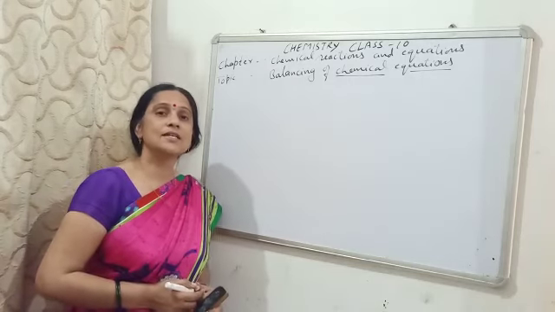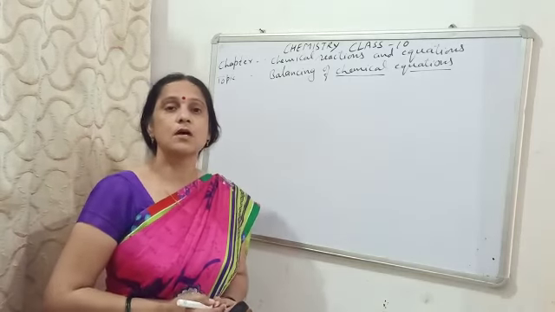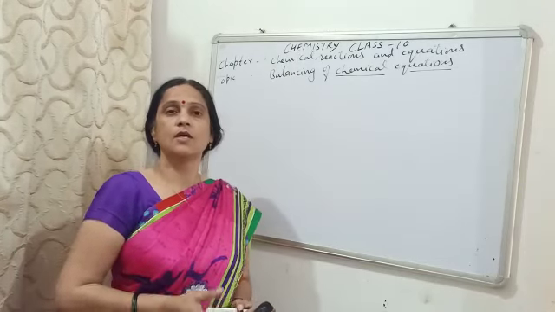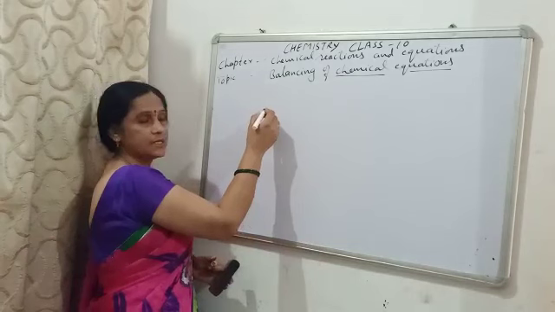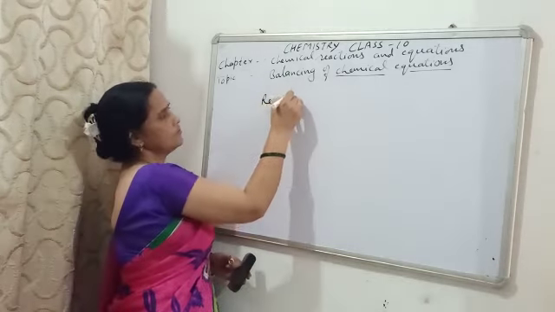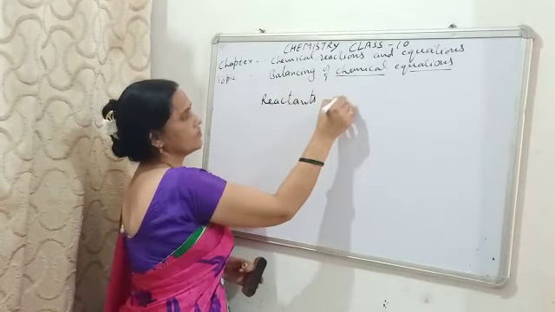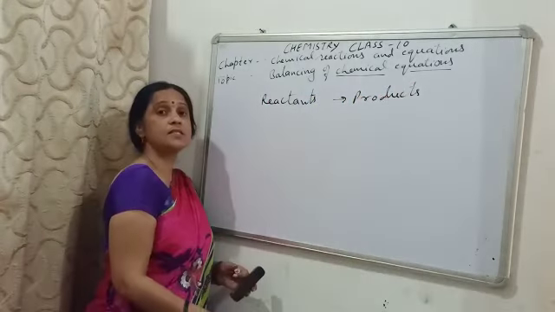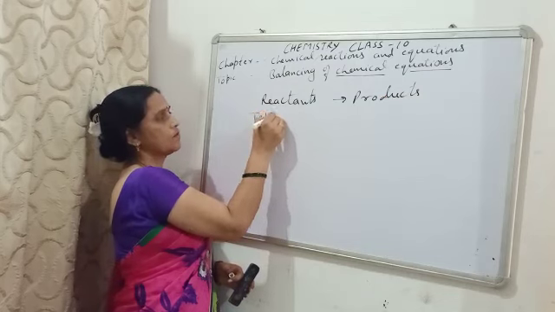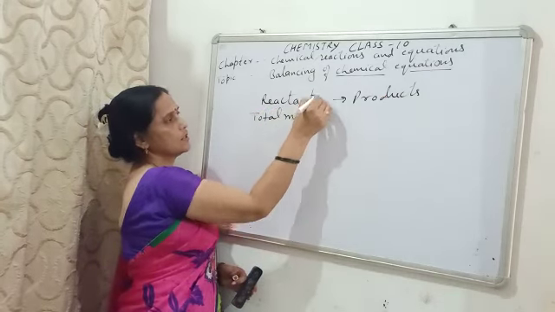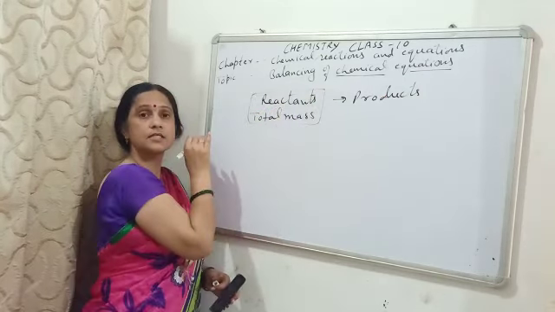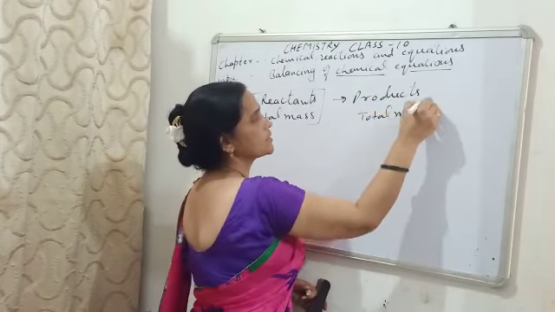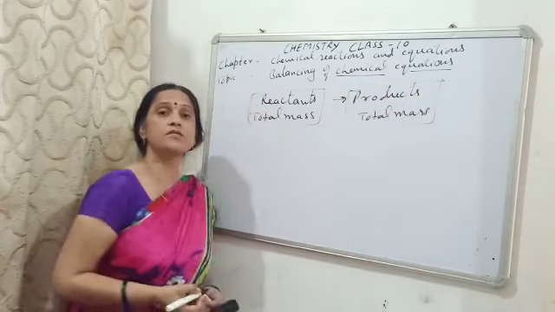Balancing of equation is necessary because according to the law of conservation of mass, the total mass of the reactants is always equal to the total mass of the products.